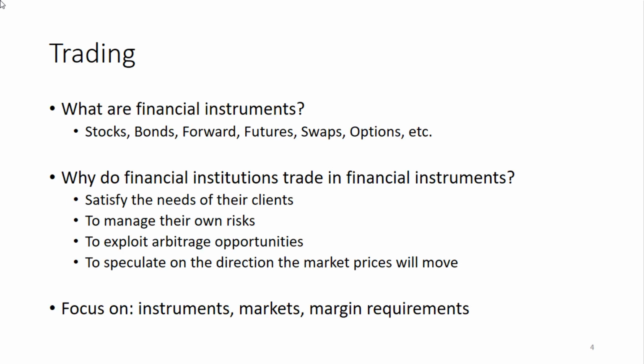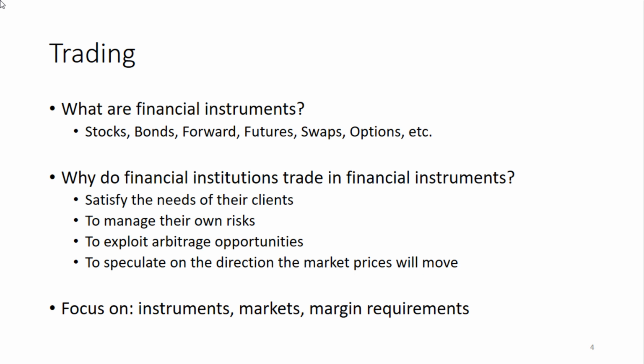So let's start with the first part, trading. What is actually trading? Trading in the context of a financial institution has to do with the buying and selling of financial instruments. If I talk about financial instruments, you really need to think about stocks and bonds, which are the basic financial instruments that we know. And there are the derivative securities that are also frequently traded now. The most important ones there are the forward, the futures, the swaps, and the options. But there are many other ones.